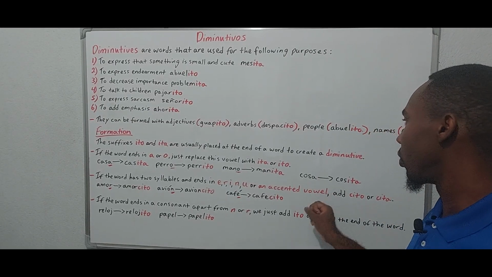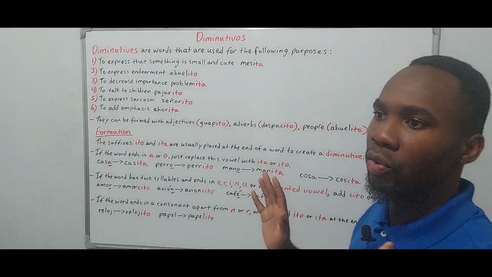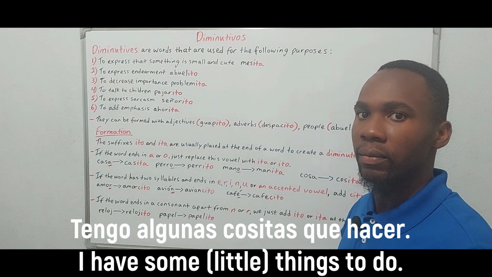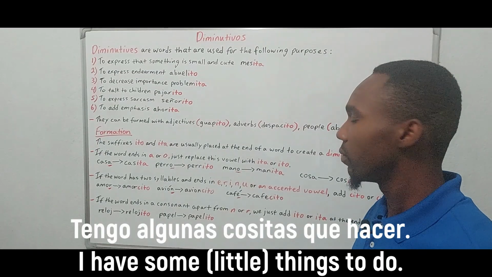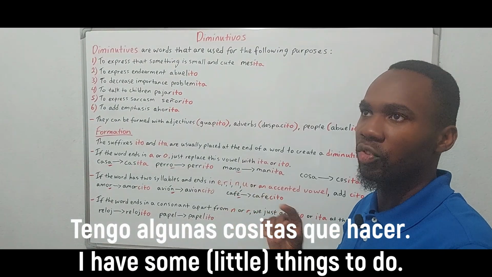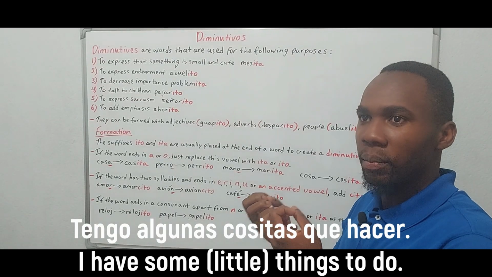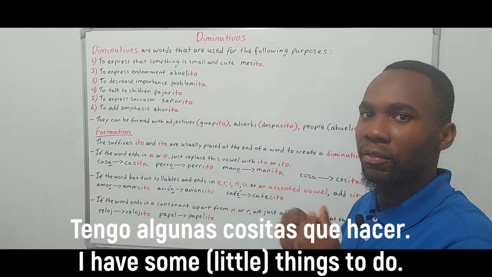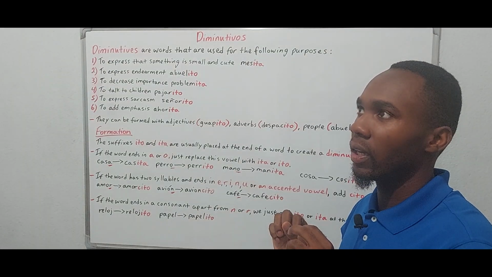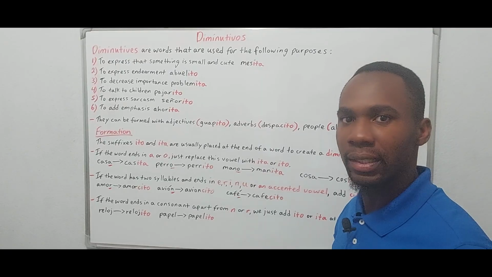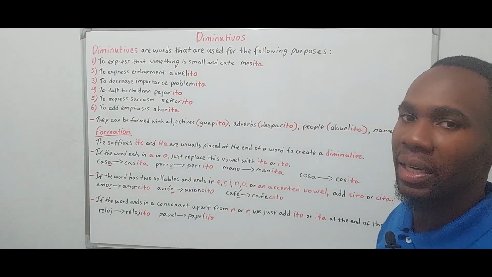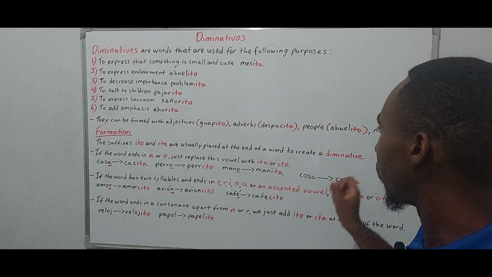And cosa becomes cosita. Tengo algunas cositas que hacer. I have a few things to do. That would translate as I have some things to do, but you're still minimizing the things that you have to do. You're making them seem less, let's just say not as important. Cositas instead of saying cosas. So you're minimizing them. So, cosa, cosita.